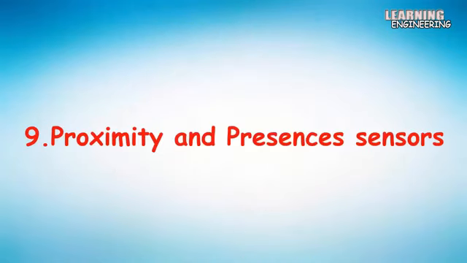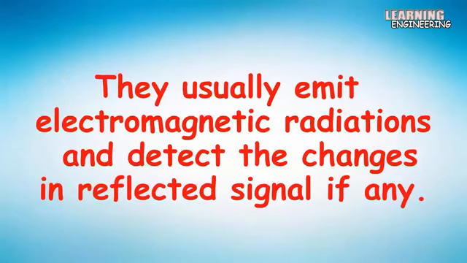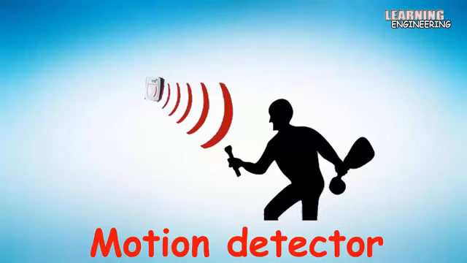9. Proximity and presence sensors. A proximity or presence sensor is one which is able to detect the presence of nearby objects without any physical contact. They usually emit electromagnetic radiation and detect the changes in the reflected signal, if any. For example, Doppler radar, motion detector.